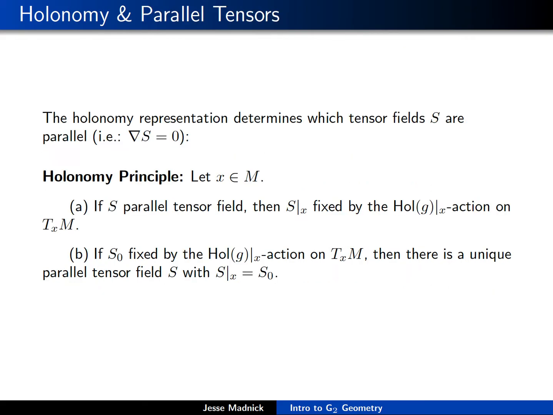The holonomy group also completely controls which tensor fields are parallel, which vector fields are parallel, which differential 1-forms, 2-forms are parallel. All of this is completely determined by and determines the holonomy group. This is sometimes called the holonomy principle. So let x be a point in the manifold. If you have a parallel tensor field S, then S at a point x is fixed by the holonomy action, or the holonomy representation on the tangent space. And conversely, if you have a tensor at a point that's fixed by the holonomy action, then you could extend your tensor to a parallel tensor field that agrees at the point x with the one you started with.